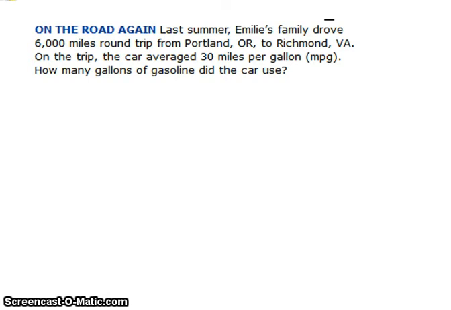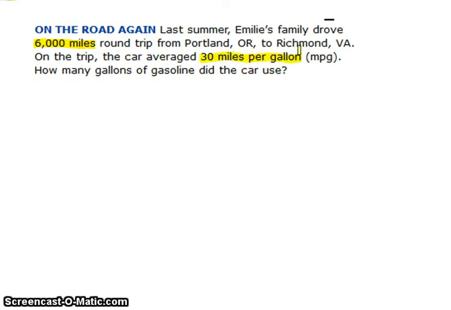So how are these things related? I'm going to give you an example of how we use some of that knowledge with division. Here's an example picked right from the textbook. It says, on the road again. Last summer, Emily's family drove 6,000 miles round trip from Portland, Oregon to Richmond, Virginia. On the trip, the car averaged 30 miles per gallon. How many gallons of gasoline did the car use? So we have some important information here. It's 6,000 miles, and it averaged 30 miles per gallon.